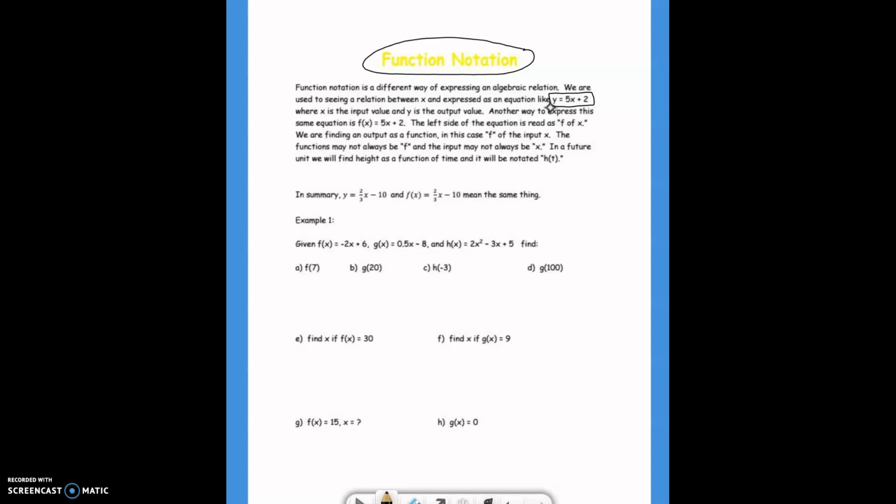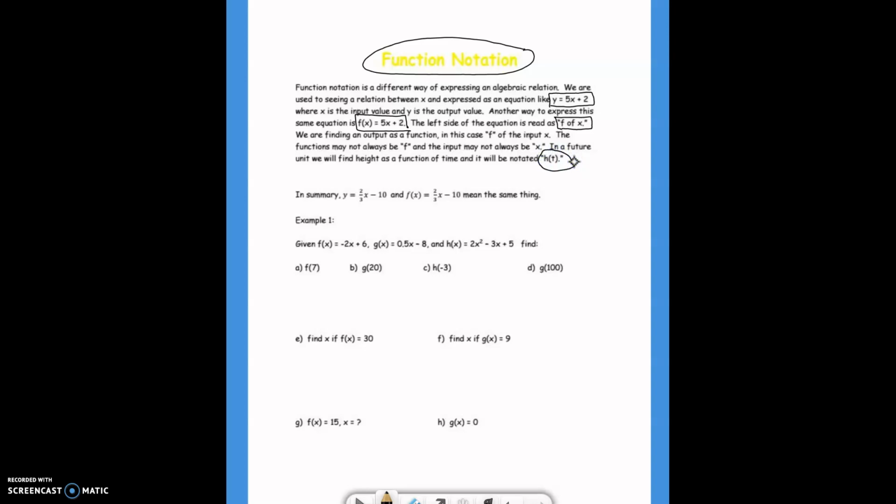So another way of expressing that is what we call function notation. So instead of using the variable y, we use what's called f of x. That's how you will read it, f of x. And we are finding an output as a function in the case. The function may not always be f, though. We can use different letters. So if we were talking about height as a function of time, you could use h and t.